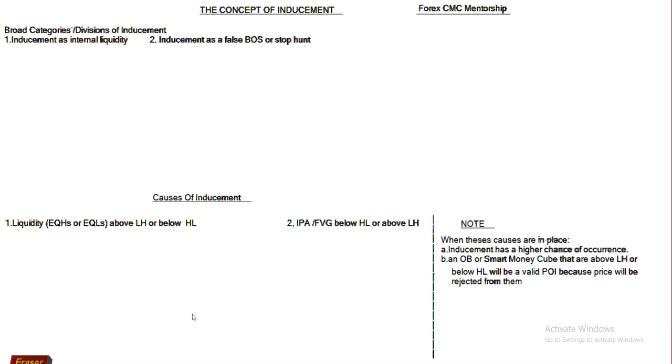This inducement, some other people will call it complex market structure and all that, but I don't like complicating things for myself. So that's why I decided to break it down for you to understand. Now, inducement is simply a way in which the market makers, if they want to buy, they clear off buyers and still buy. It's like a form of stop hunt.